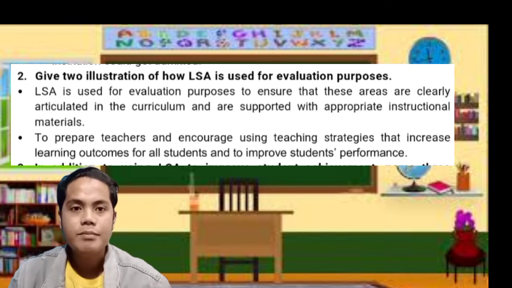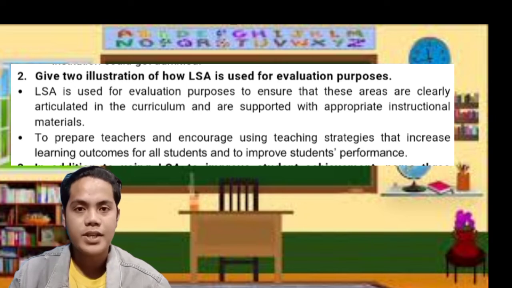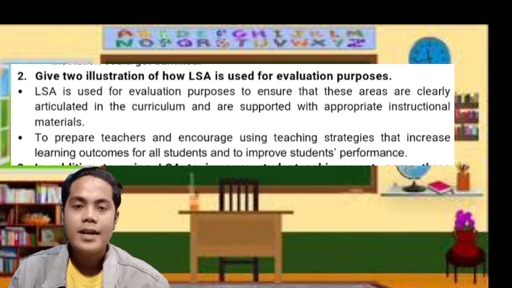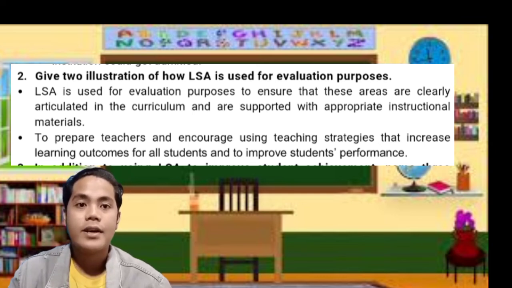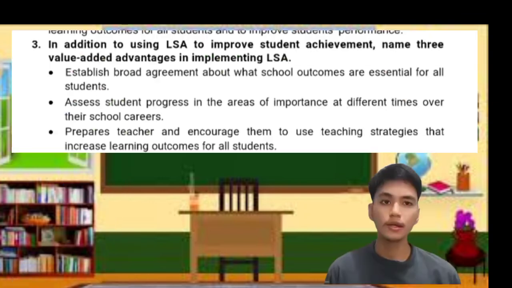Number 2, give 2 illustrations of how LSA is used for evaluation purposes. The first one is LSA is used for evaluation purposes to ensure that these areas are clearly articulated in the curriculum and are supported with appropriate instructional materials. The second one is to prepare teachers and encourage using teaching strategies that increase learning outcomes for all students and to improve students' performance.